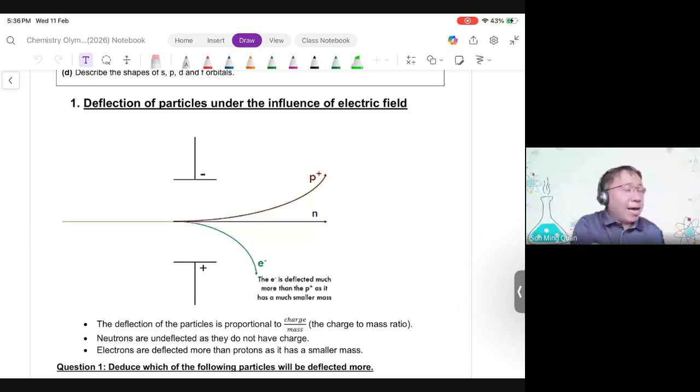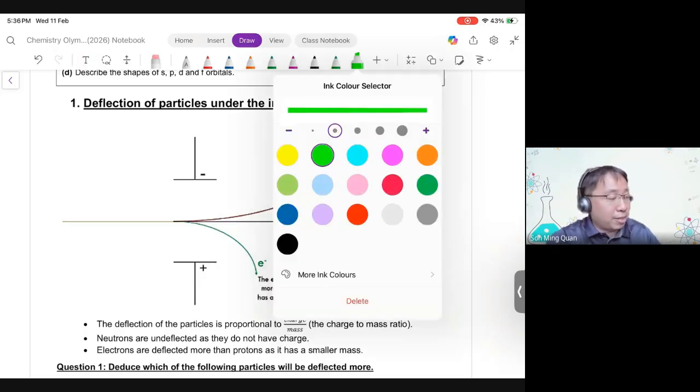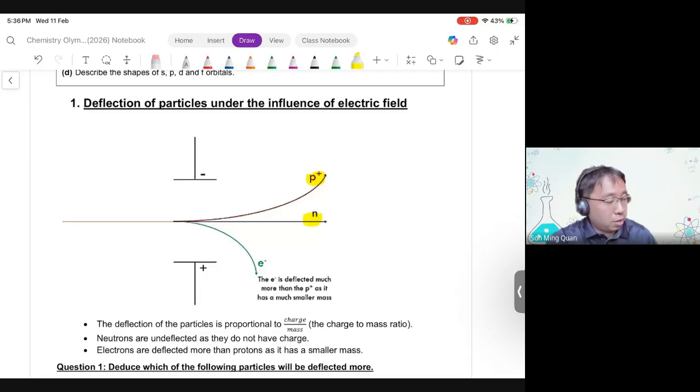Okay. Now, since the Sec 3s have already learned atomic structure, this will be a good revision for all of us on what is inside an atom. So I'm sure you know by now, atoms contain protons, electrons, and neutrons. Over here, the P plus represents protons, the E minus represents electrons, and of course, the N here represents neutrons. These are the three subatomic particles that you should already be familiar with from your study of atomic structure.